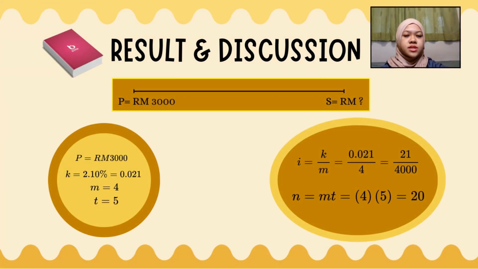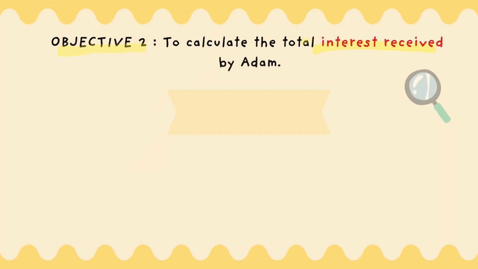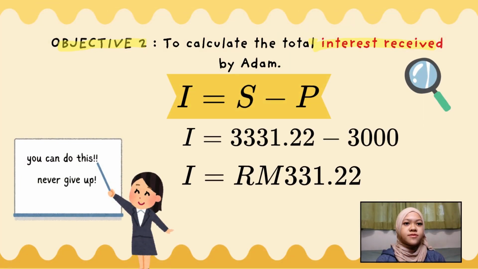P is RM3000, K is 0.021, M equals 4, D is 5, i equals 21 over 4000, N equals 20. Objective 1 is to determine the accumulated amount at the end of Adam's saving period. We use the formula S equals P(1 plus i) to the power of N, and we insert the information into the formula and we will get RM3,331.22. Objective 2 is to calculate the total interest received by Adam by using the formula I equals S minus P. And then we will get RM331.22.